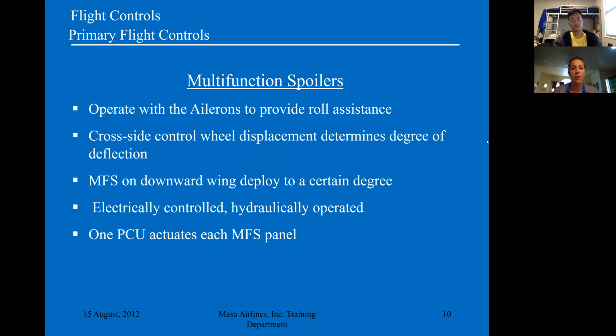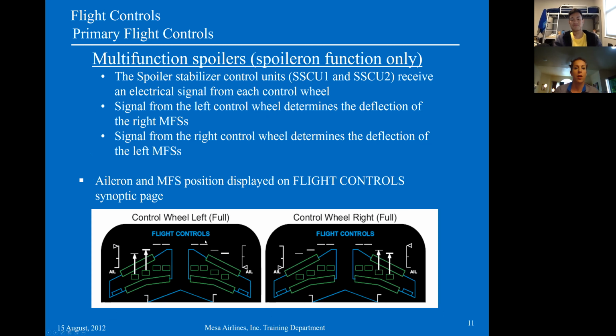Multifunction spoilers, I already gave you my little 2 cents on those. Very important that you study these. Electrically controlled, hydraulically operated. Key bullet. And the spoiler on function: SSCU 1 and 2 receive the electrical signal, and then that determines the deflection. It's all very automatic, so if you use the spoiler on function, you're not going to know how far they're out, but you will see these white arrows as they move out. See the white arrows on the synoptic page?